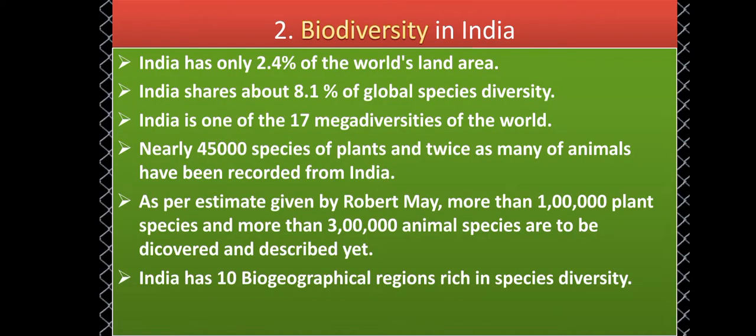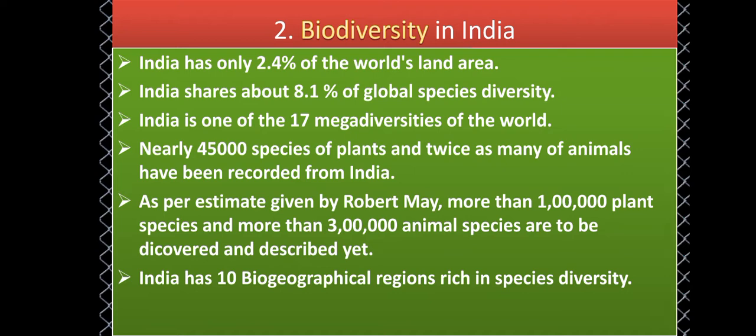We know that the biodiversity in India is one of the greatest biodiversities of the world. India has only 2.4% of the world's land area, but it shares about 8.1% of global species diversity. India is one of the 17 mega biodiversity countries of the world. Here, nearly 45,000 species of plants and twice as many of animals have been recorded from India. As per estimate given by Robert May, more than 1 lakh plant species and more than 3 lakh animal species are yet to be discovered and described.